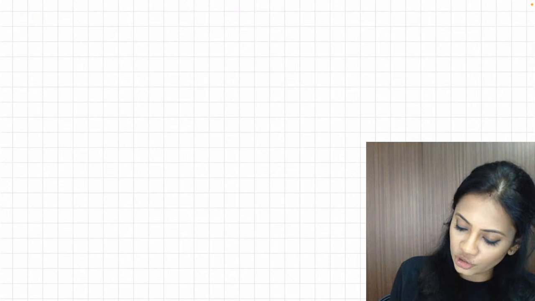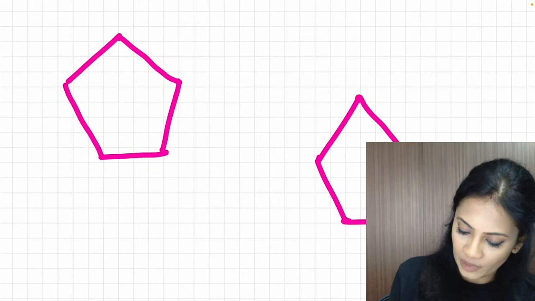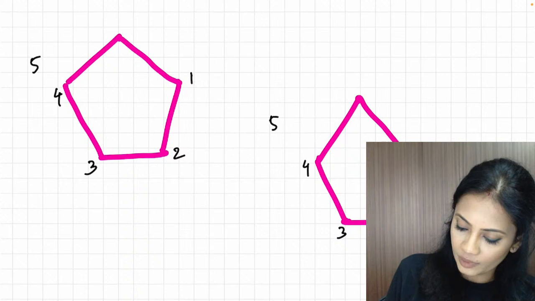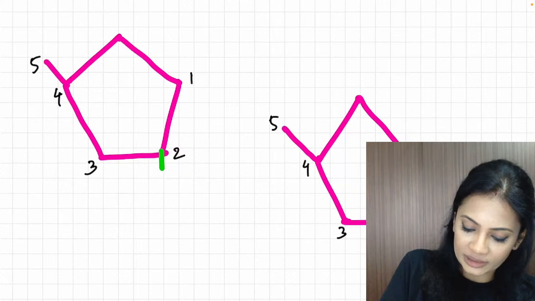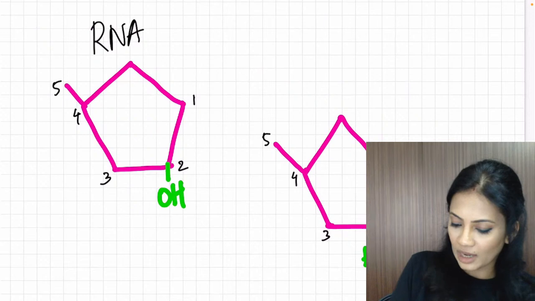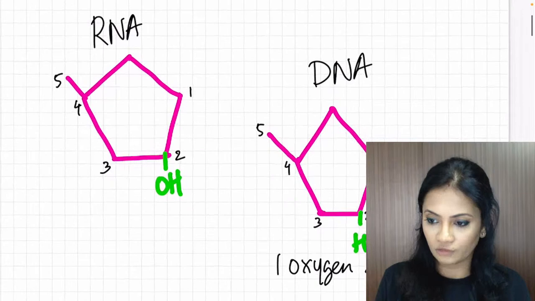structural difference between DNA and RNA. What is it going to be? At which carbon is the structural difference seen? First, second, third, fourth, and fifth. Okay? Alright. So, what is the major difference? Here it will be OH. Here it will be H. Yes? So, this is going to be your RNA. And this is going to be your DNA. One oxygen less. Clear everyone?